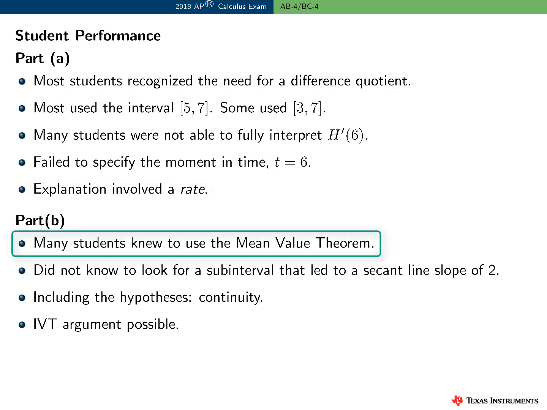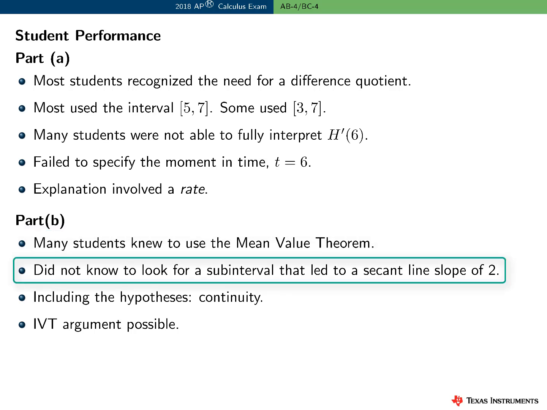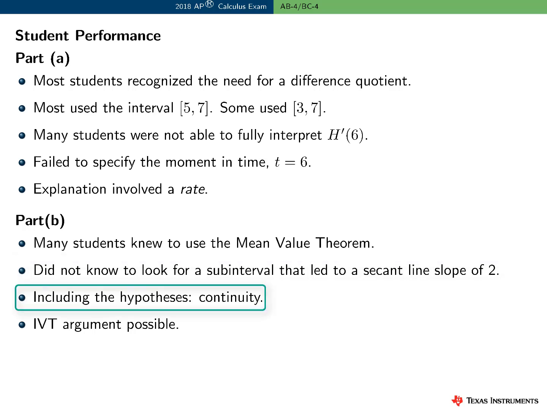In Part B, many students knew that in order to reach the conclusion, the mean value theorem was necessary. However, several students did not know to use the table of values to find a subinterval that led to a secant line slope of 2. And in their conclusion, many students did not cite the assumption of continuity, which is necessary for the mean value theorem.